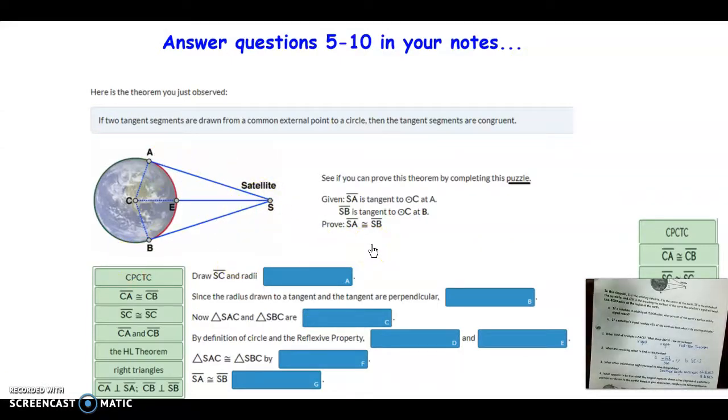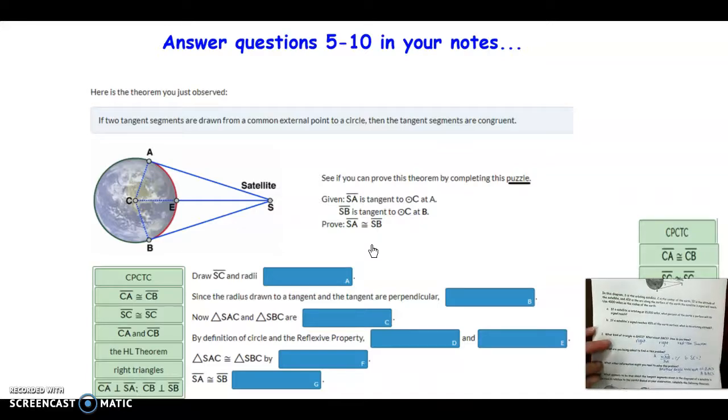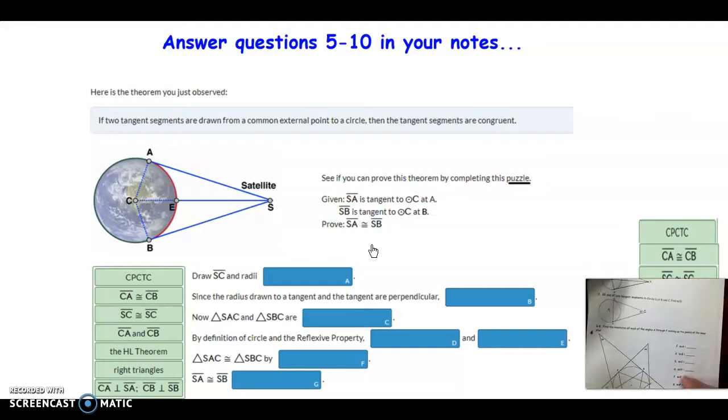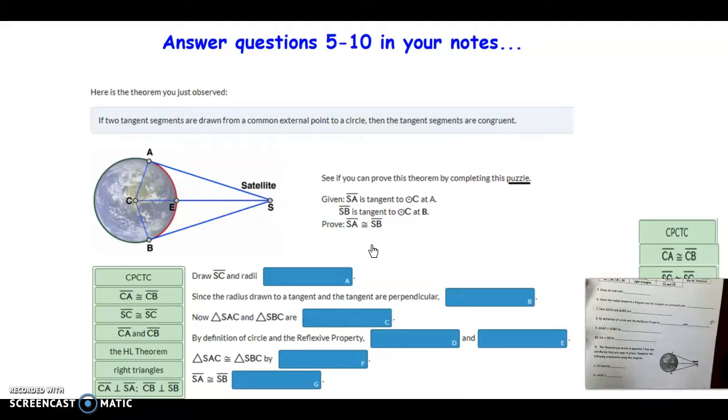So here is number 5 through 10 in your notes. We're going to complete this proof of the theorem together. And you have answer choices there to use as well. So it says, draw segment SE and the radii, and here you're just naming the radii. So remember, radii are always a segment from the center to a point on the circle, and we have 3 drawn here, but we're really just using 2 of them in our triangles that we're looking at, and those 2 are C to A and C to B.